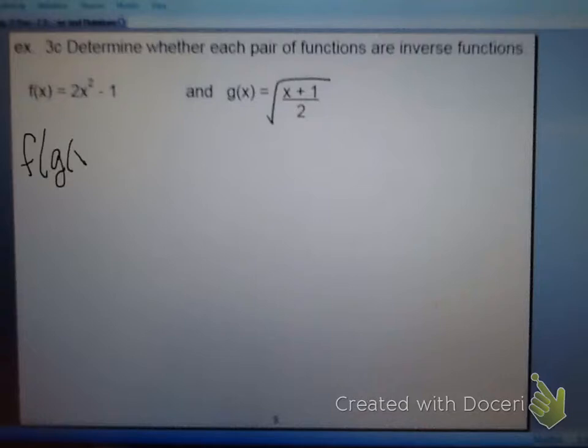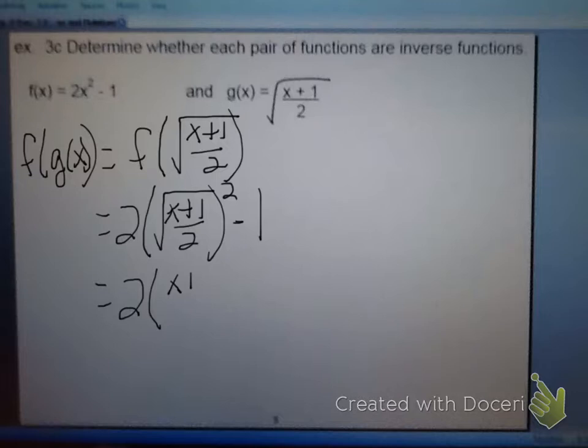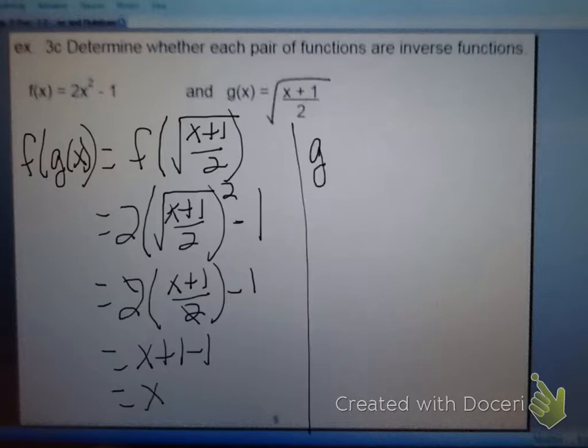Example 3c, I'm going to first calculate f of g of x. So g of x is the square root of x plus 1 over 2. Then everywhere I see x in the f function, I'm going to replace it with the square root of x plus 1 over 2. Now, when you square a square root, what's inside just falls out. So that's 2 times x plus 1 over 2 minus 1. I'm going to do the distributive property. The 2 cancels, so I get x plus 1 minus 1, which simplifies down to x.